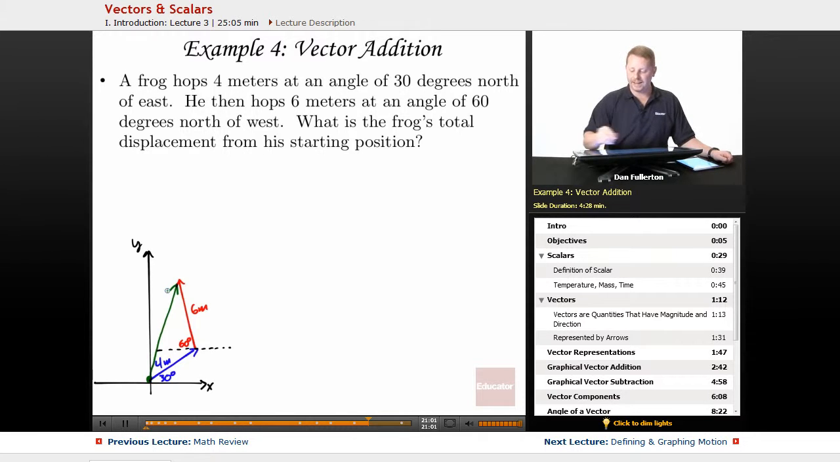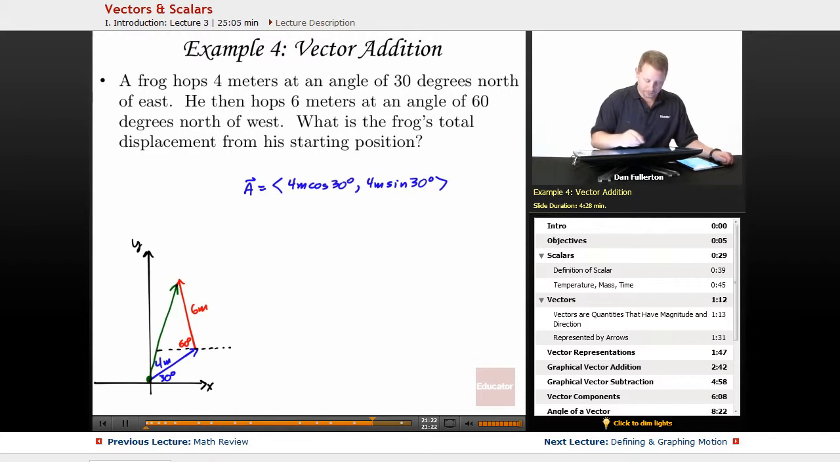Or if I wanted to do this analytically a little bit more exactly, I could take a look. If our blue vector A is equal to, well, its x component is going to be 4 meters cosine 30 degrees. And its y component is going to be 4 meters sine 30 degrees. Our B vector, there in red, is going to be, well, we've got 6 meters cosine 60 degrees for its x component, but it's to the left, so let's make sure that's negative. And its y component is 6 meters sine 60 degrees.